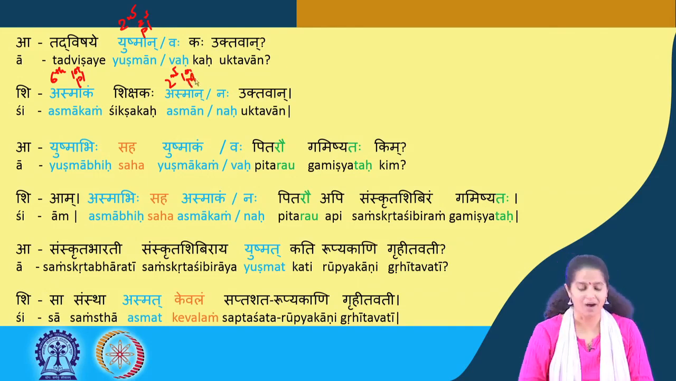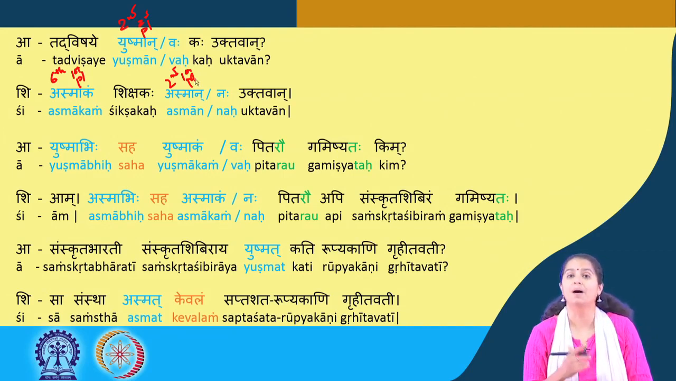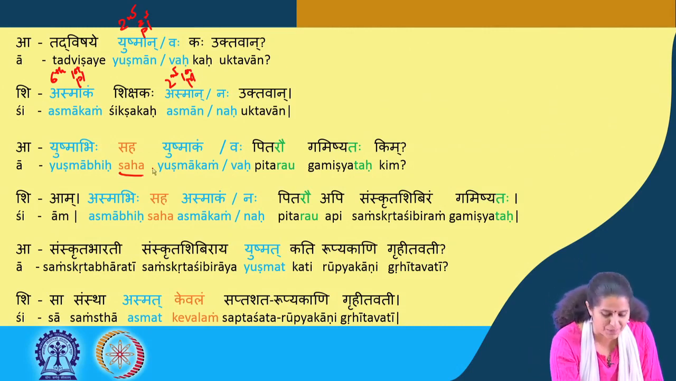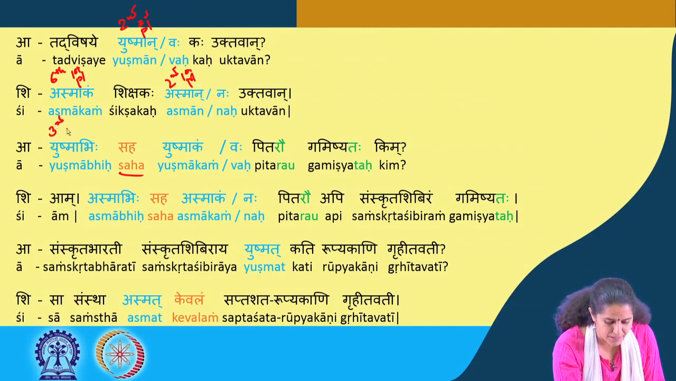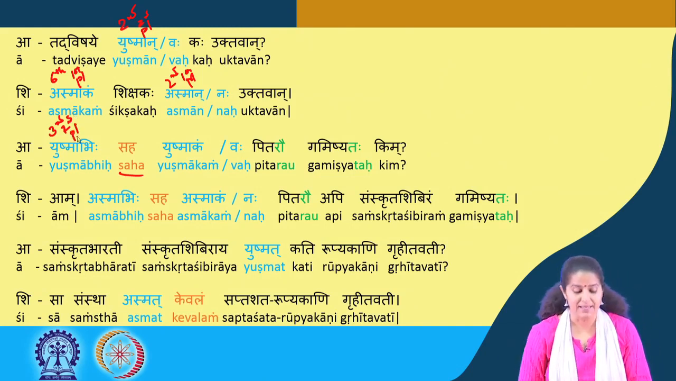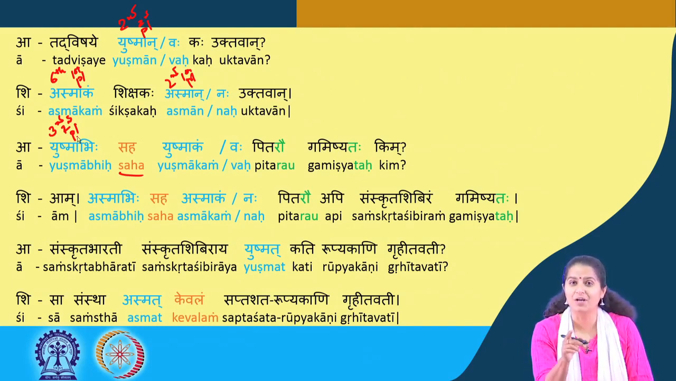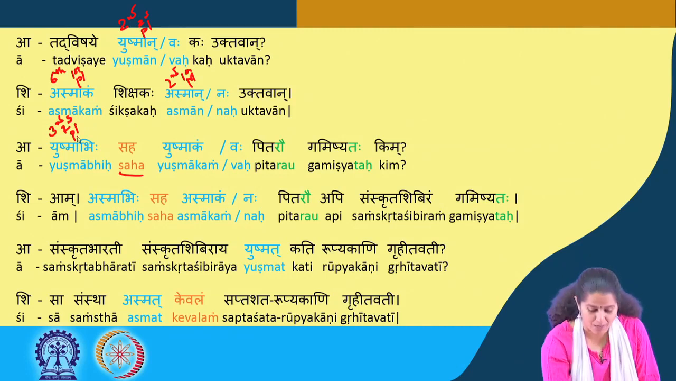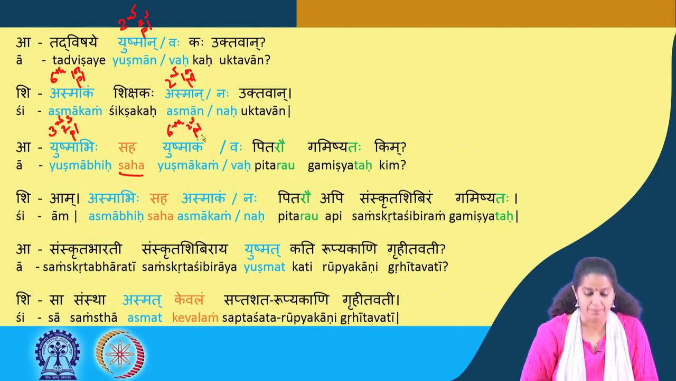Asmanaha uktavan. Next, yushmabhihi saha. Saha, the moment you see the saha, you know that the accompanying vibhakti is the instrumental or the third case. So this is the third case for the second person plural. So yushmabhihi saha, yushmakam or vaha. So does it ring a bell? We had before this asmakam. So this is yushmakam. So this will be the sixth case for the second person plural.